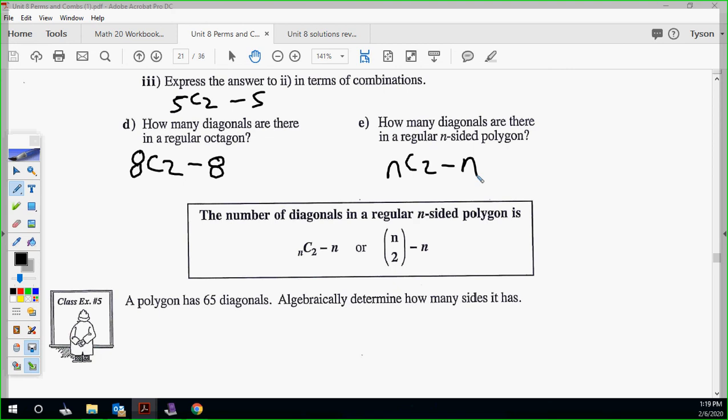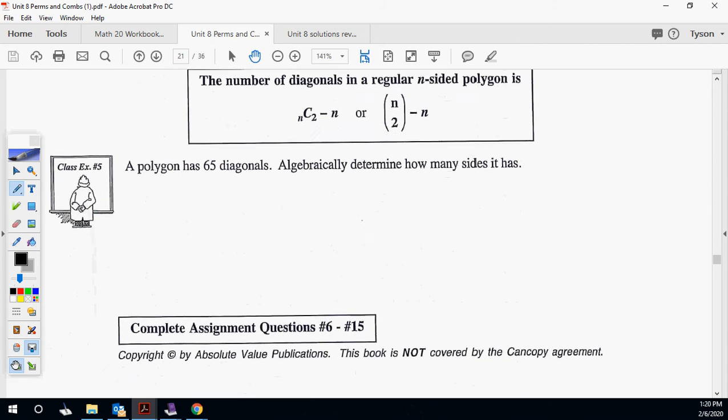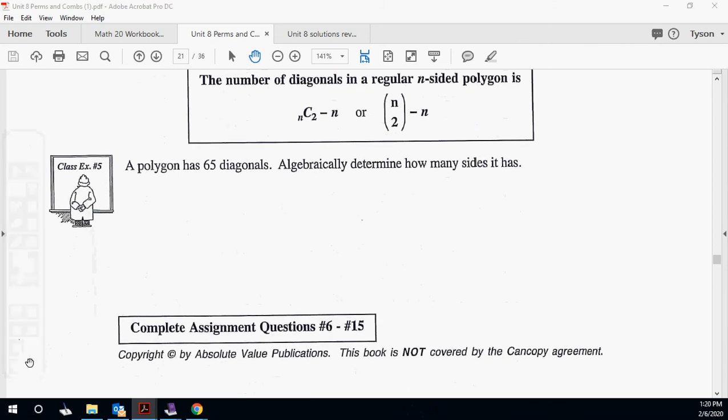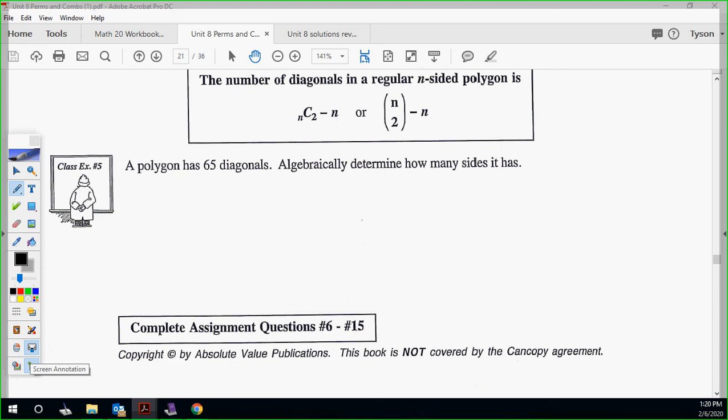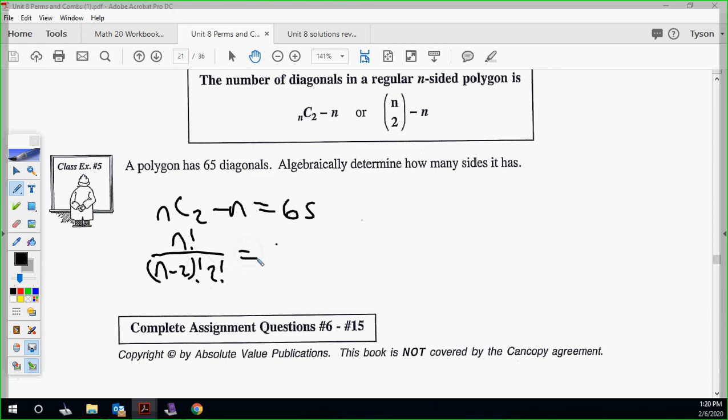All right, so of course, you see the word algebraically, so we're going to have to work backwards using this formula. It says a polygon has 65 diagonals. Algebraically determine how many sides it has. So that means, within this context, we know the answer is 65. But what do we do now? Well, first thing is, let's get rid of this subscript. We want to write that as it's supposed to be. So write n factorial over n minus 2 factorial, 2 factorial. We can move the n over, you can leave it, it doesn't matter right now. I think I move it over just to make things a little bit cleaner, so I'm just focused on this.